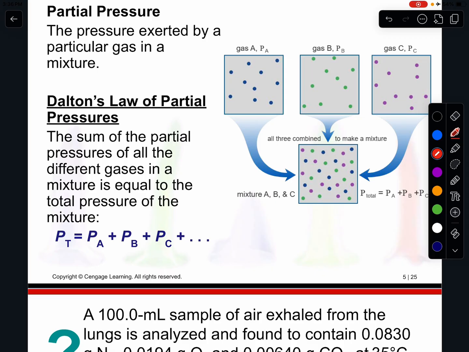And so what we can see here is we have three different gases, gas A, gas B, and gas C, and they are put together in one box. And so the partial pressure of A, plus the pressure just of gas B and the pressure of gas C, if you add all those pressures up and they're in the same unit, that gets you total pressure. So again, you can find the total pressure of an enclosed space of gases by just adding up the individual pressures of all that are in there.